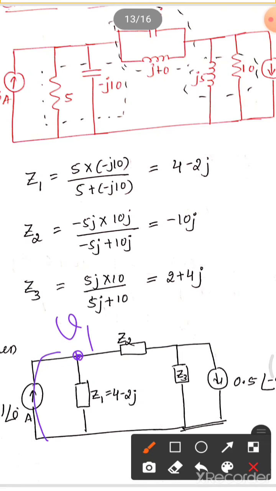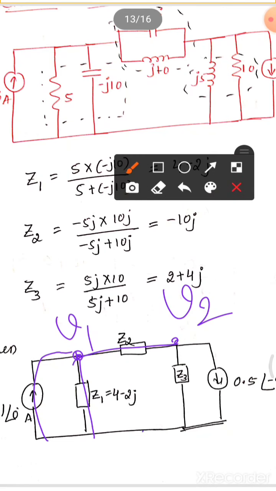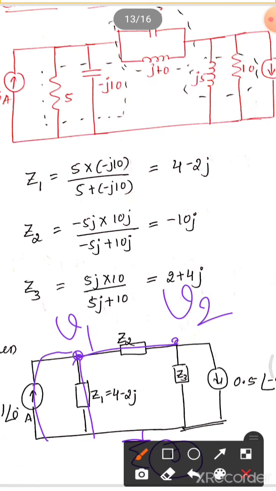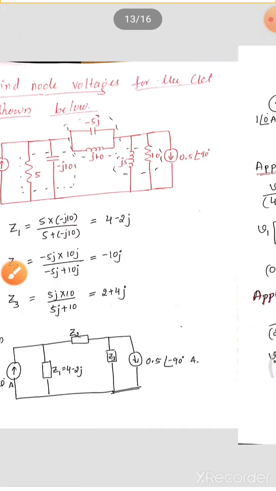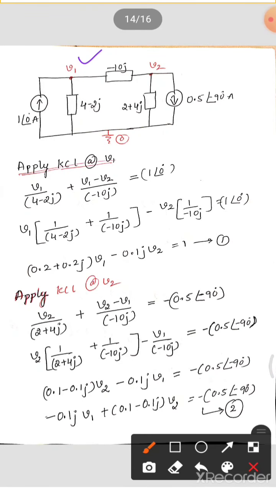Since one current source is entering, one impedance is there, and one more branch is there. Second, we can take v2 here. The third one is our reference, so v1, v2 and 0 we can take. Then we can apply KCL at each terminal. Let's take v1, v2 and the reference node.